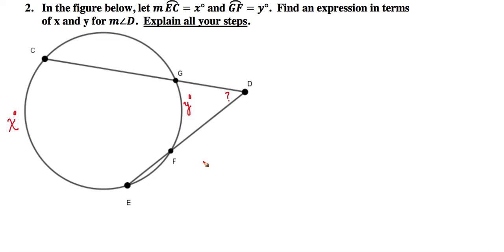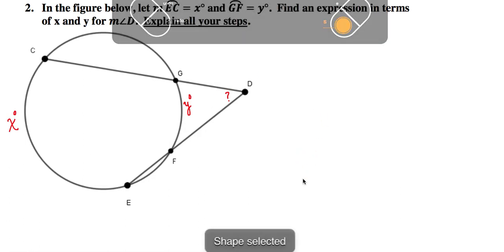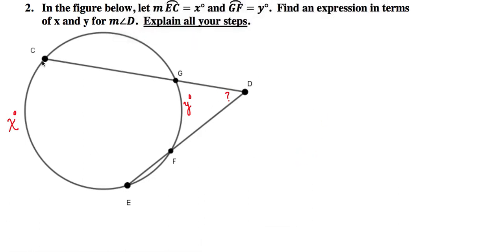So we're going to do the same thing that we did in the previous video, except we're just going to use variables instead of numbers. So the first thing I'm going to do is try to create inscribed angles, by drawing this line from C to F, and I'll list out my steps here. Step 1: construct CF.